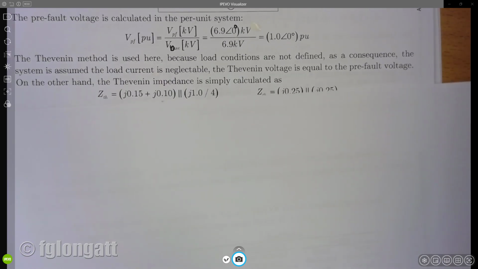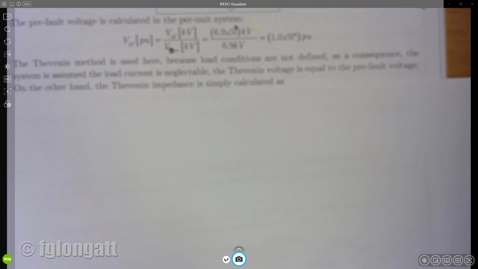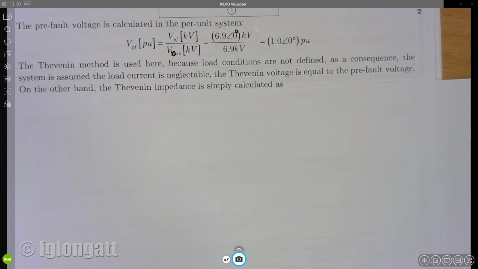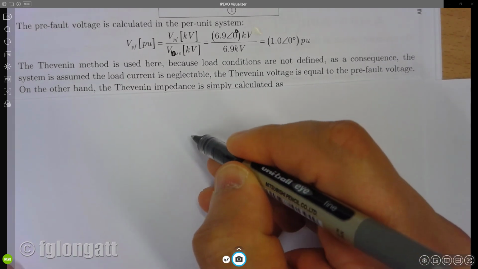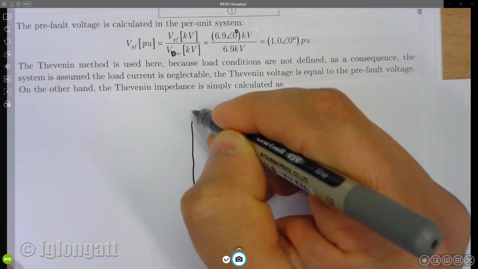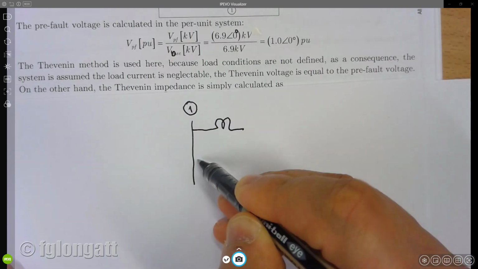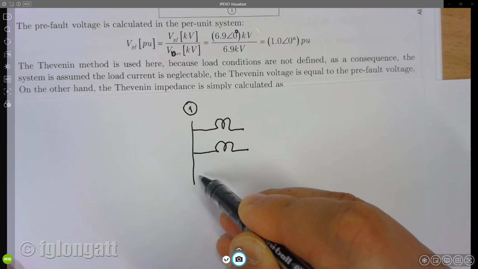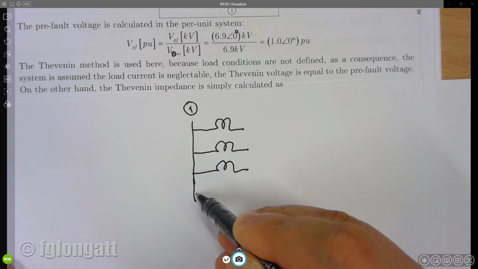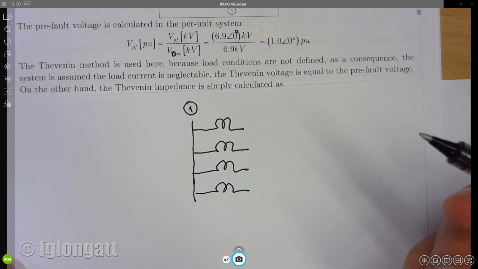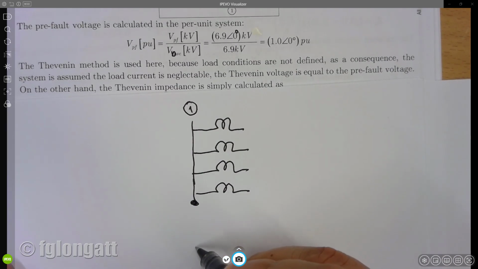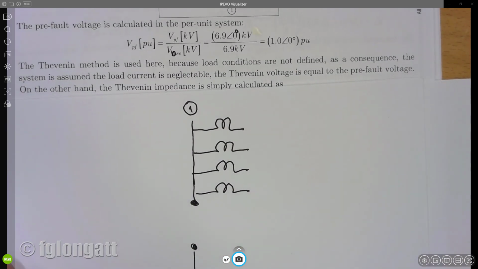What I will do now is use Thevenin to calculate the equivalent, the short circuit current. What I need to do is extremely simple. I will create the incremental network. This is the bus bar number 1. Here we have one motor. Here we have the second motor. Here we have the third motor. And you must remember this is the fault point.